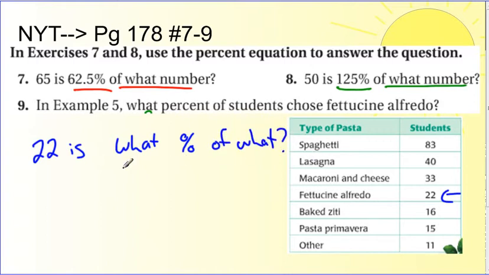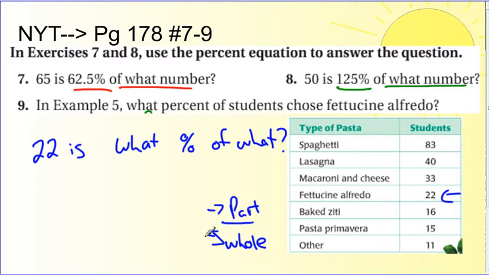Now, the reason why I did this is the of number is always the total amount. Whenever you have a fraction, the bottom number is the total, the top number is the part. So part over whole. You might have heard that as far as fractions go. Well, it's the same thing. I know the 22 is part of everybody, so this is your is number. That's why I rearranged it. 22 is what percent of what? What is the total?